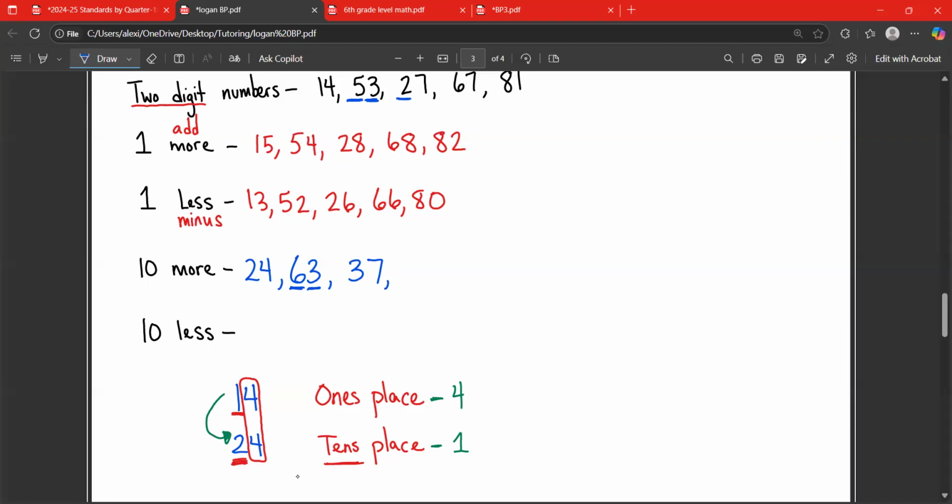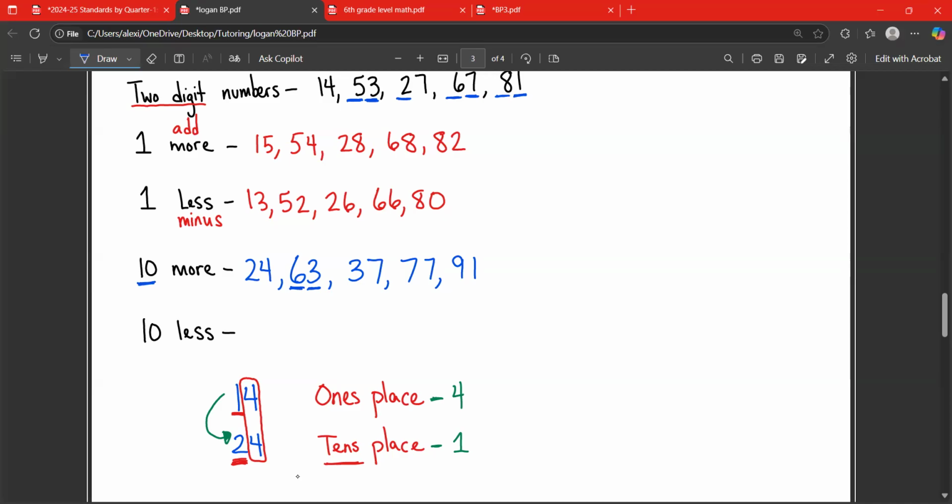All right, what about 67? Well, again, the 7 stays the same because that's in the ones place, but the 6 is in the tens place. It goes up 1. 77. All right, let's do 81. The 1 stays the same, but the 8 has to go up because it's in the tens place and it becomes 91. So 10 more we can either get by using this method or the shortcut, changing only the tens place.